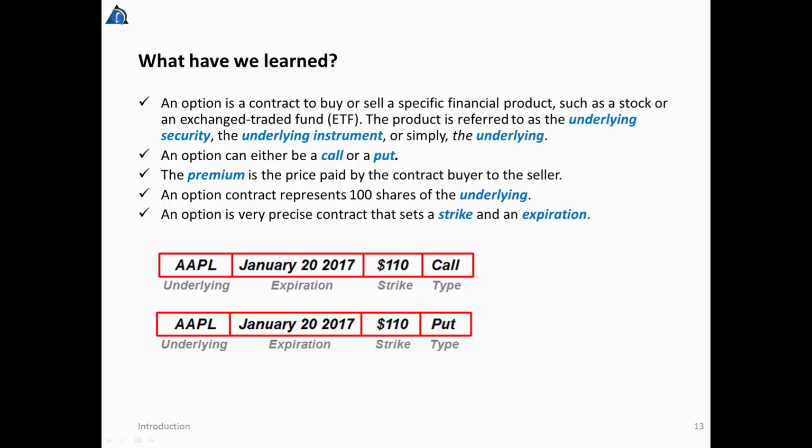The premium is the price paid by the contract buyer to the seller. An option contract represents 100 shares of stock of the underlying, which could be the stock or the ETF. And an option is a very precise contract. It sets a strike and an expiration. You can take all this information about a contract, all the terms of the contract, and condense them all into a single line like we've done here.